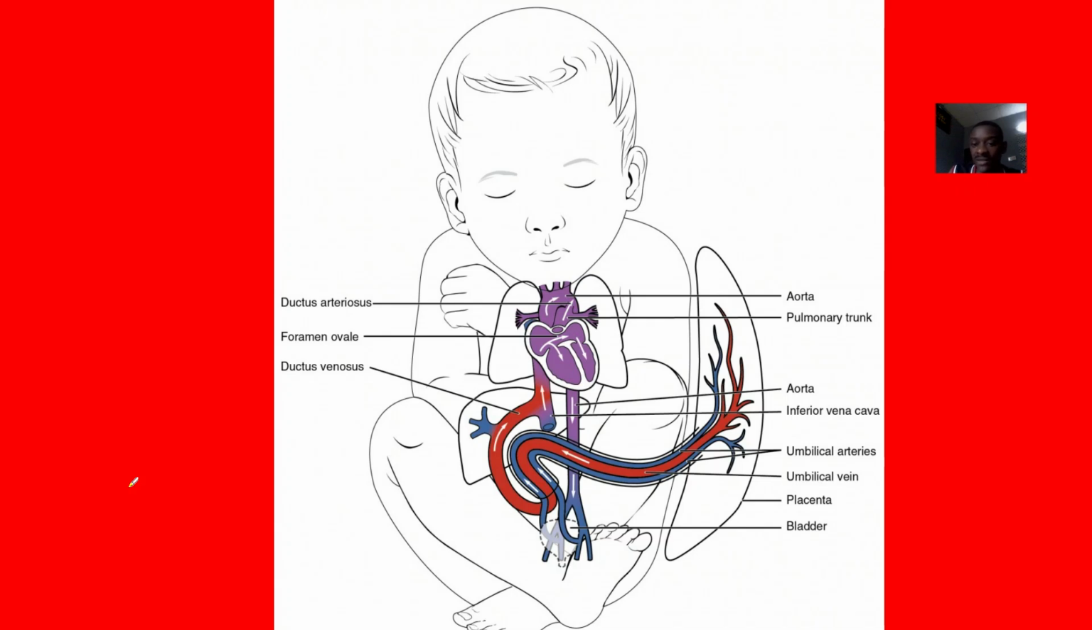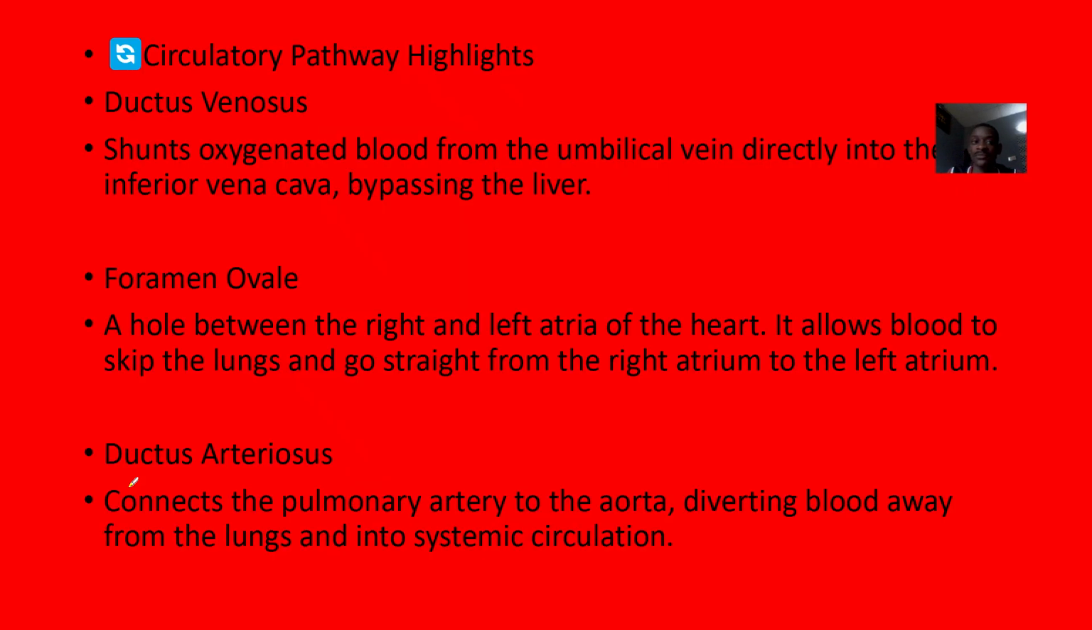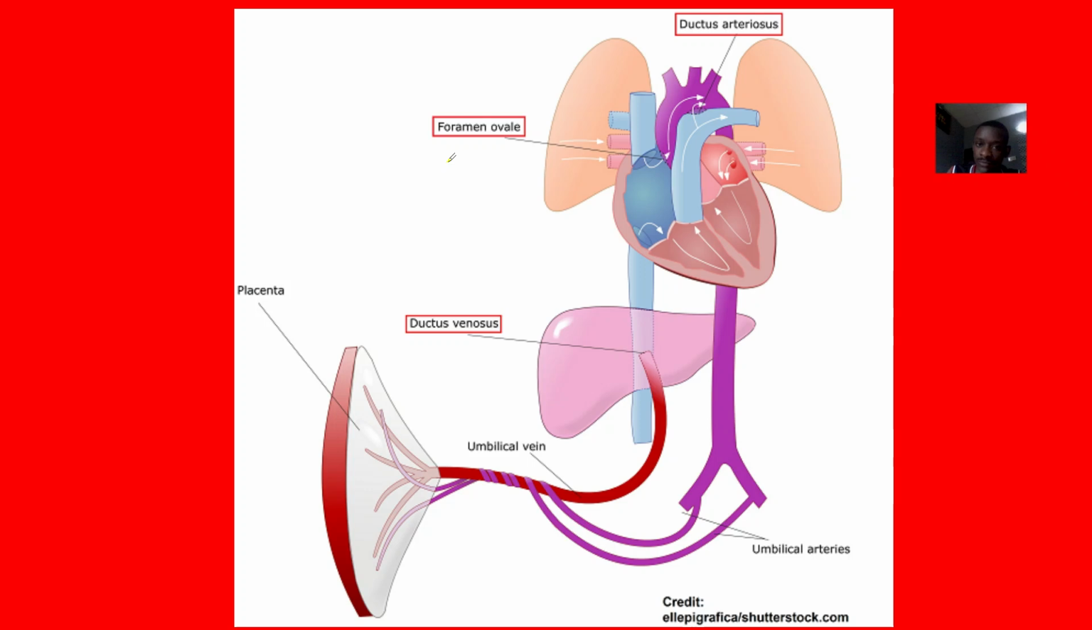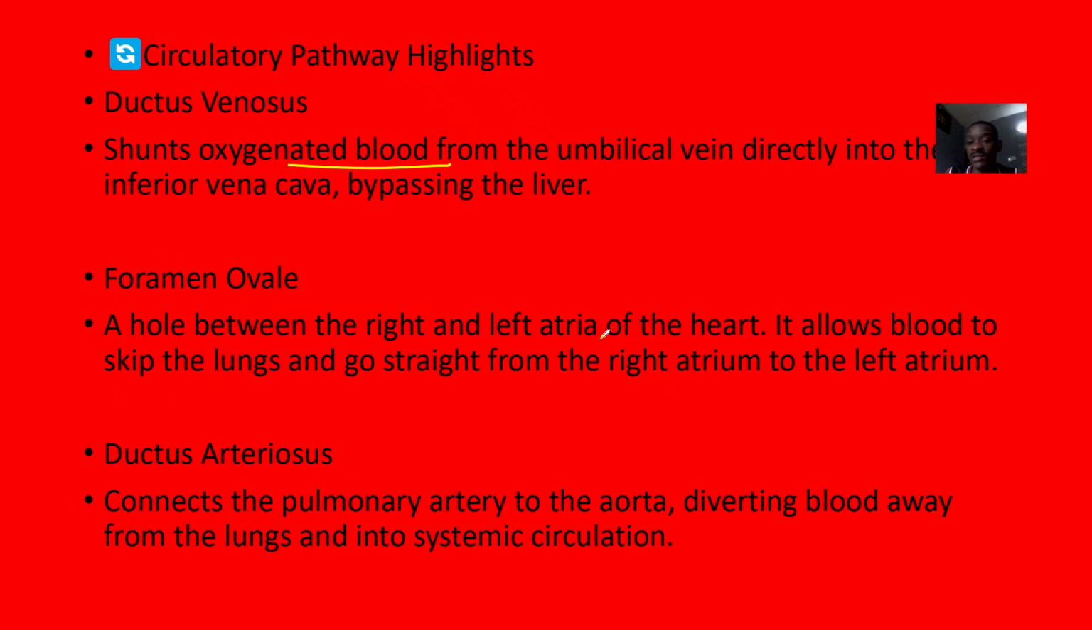So this is another very good image showing all the blood vessels. So the circulatory pathway is highlighted. Then the ductus venosus. It shunts oxygenated blood from the umbilical vein directly into the inferior vena cava, bypassing the liver. So this is the ductus venosus. Do you understand? So it shunts it, so blood doesn't have to go into the liver before it gets anywhere. It bypasses the liver.